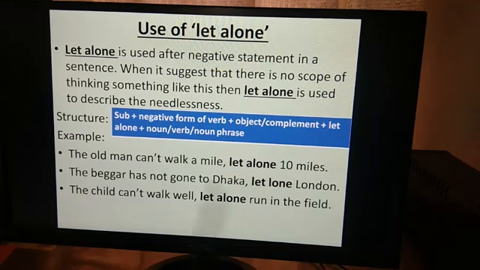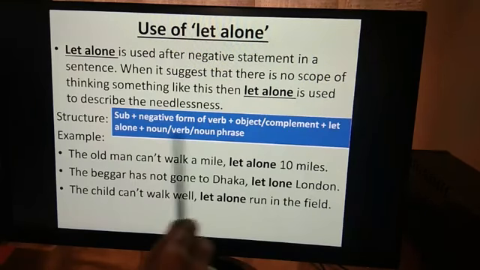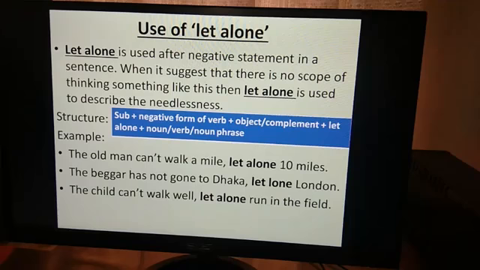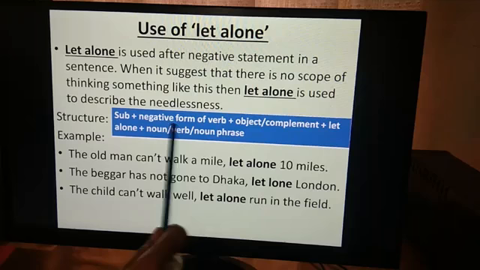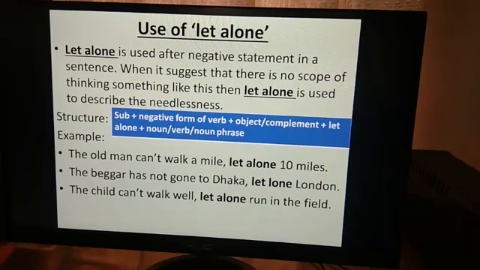plus let alone plus noun, verb or noun phrase. Run in the field is a verb phrase. Noun, verb or noun phrase. So it is a verb phrase, run in the field. So the child can't walk well, let alone run in the field.